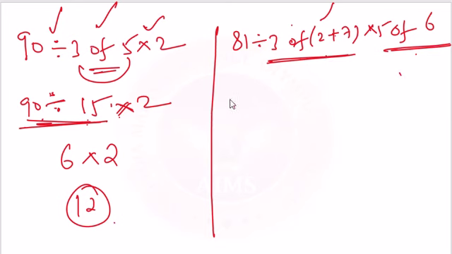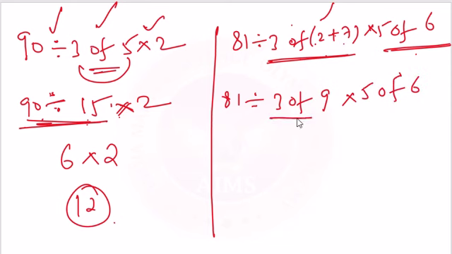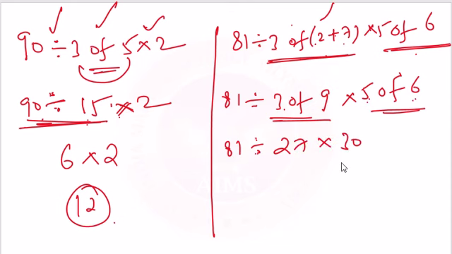Bracket first. 81 divided by 3. Bracket 2 plus 7 means 3 of 9 into 5 of 6. So here also we have of. That of operation is to be done first. 3 of 9 means 3, 9 times 27, into 5 of 6 means 5, 6 times 30.